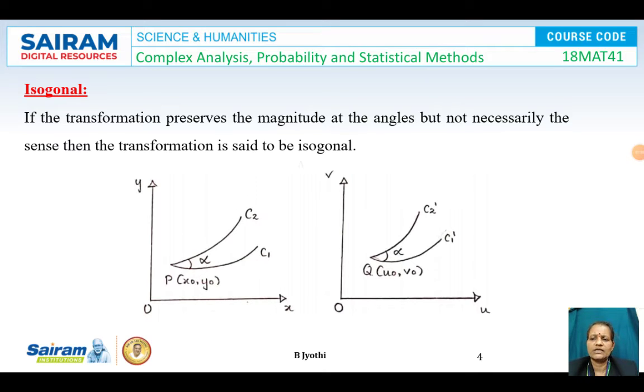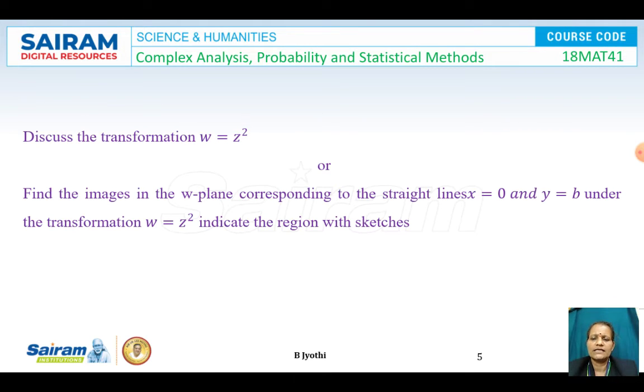What is isogonal? If the transformation preserves the magnitude of the angles but not necessarily the sense, then we say that it is an isogonal transformation. So let us see the various types of transformation.